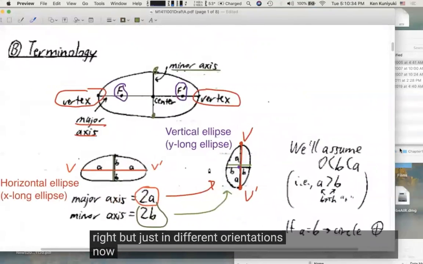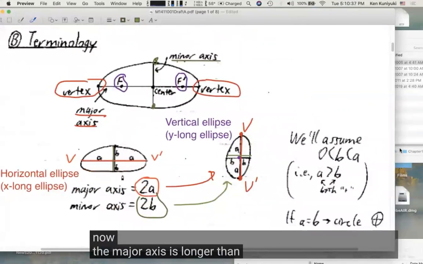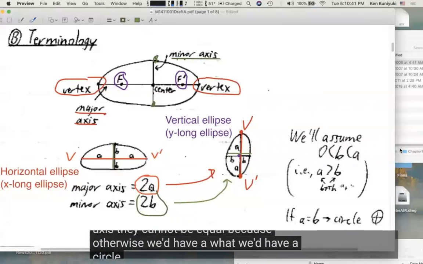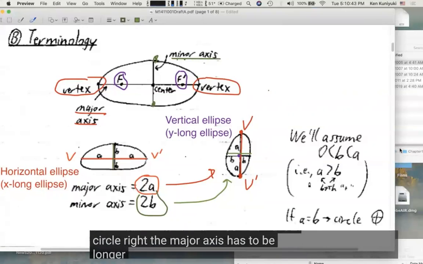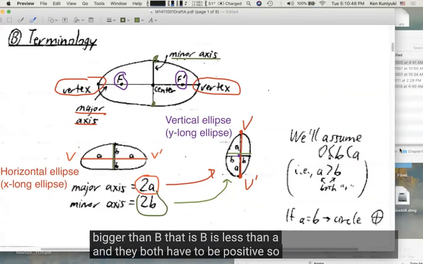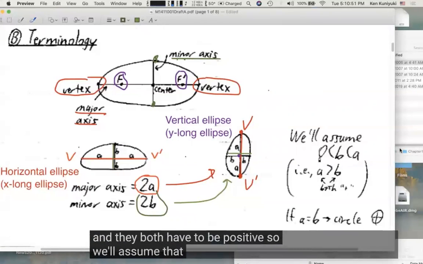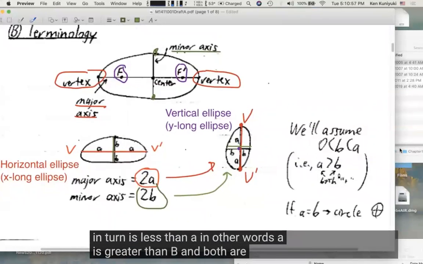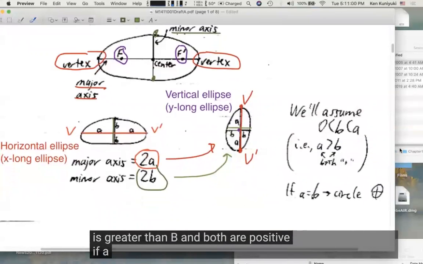Now, the major axis is longer than the minor axis. They cannot be equal because otherwise we'd have a what? We'd have a circle, right? The major axis has to be longer. So that means that A has to be bigger than B. That is, B is less than A. And they both have to be positive. So we'll assume that 0 is less than B, which in turn is less than A. In other words, A is greater than B, and both are positive. If A were to equal B, again, we'd have a circle, but a circle is not technically an ellipse.